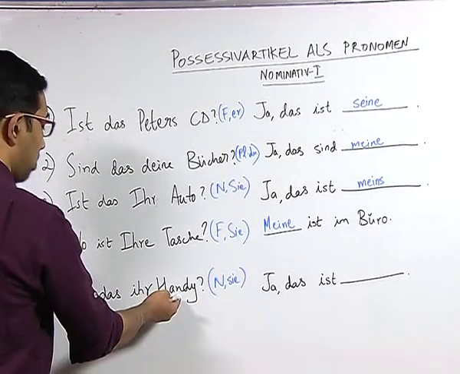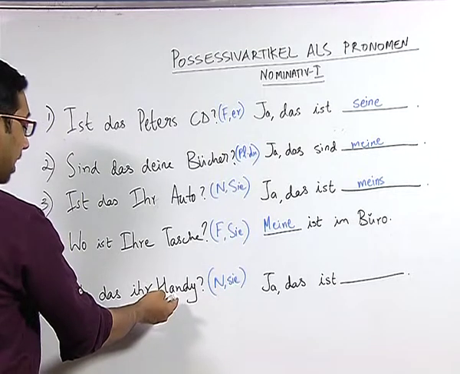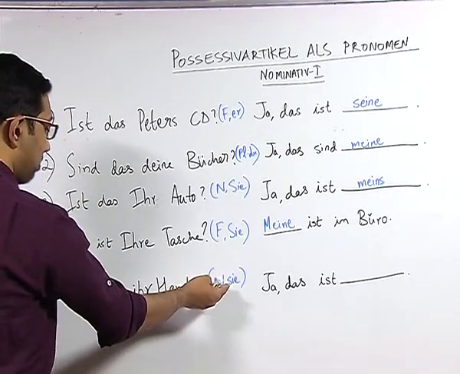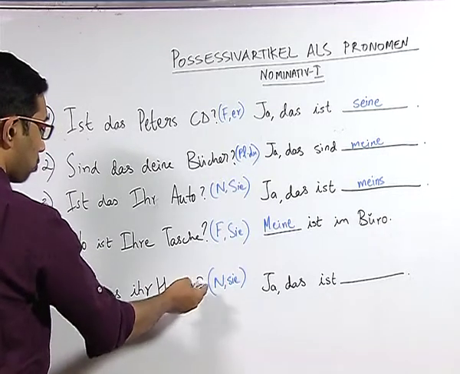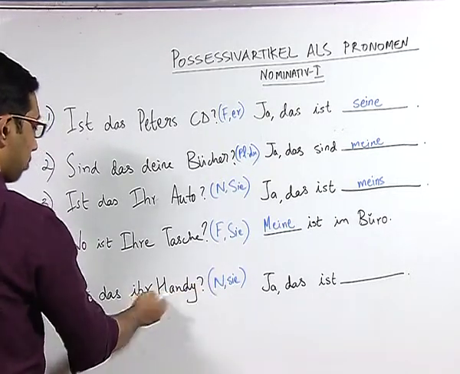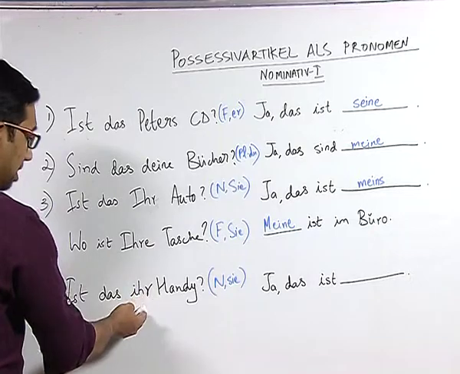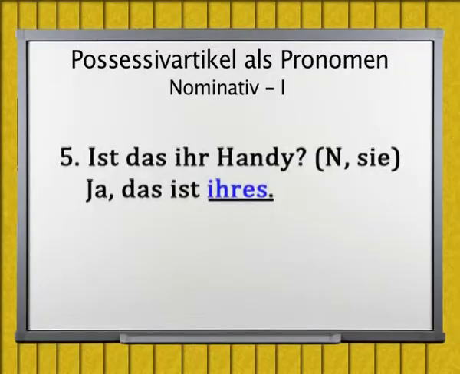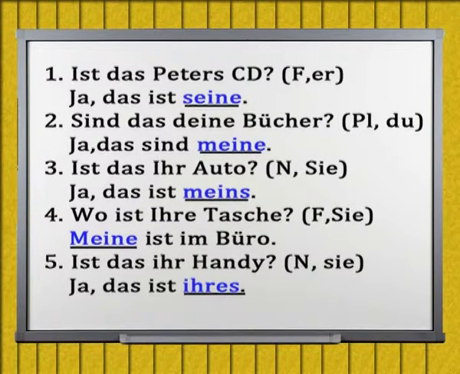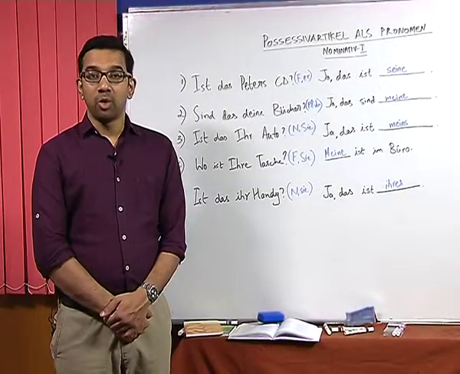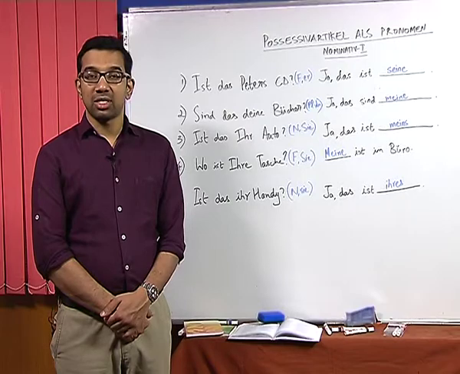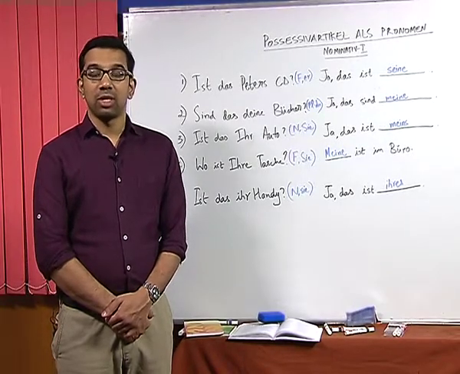Ist das ihr Handy? Now, here the noun Handy will be new to you. It means a mobile telephone, and it carries the article das. That is why it belongs to the neutral gender, and sie, which is for the third person singular feminine. We have the possessive form here, ihr Handy. We combine it together to form a pronoun: ja, das ist ihrs. I hope you are able to understand how the possessive article functions as a pronoun for the singular pronouns.